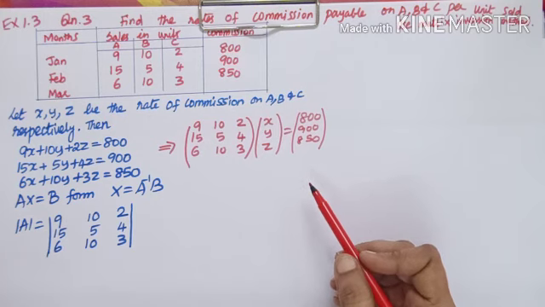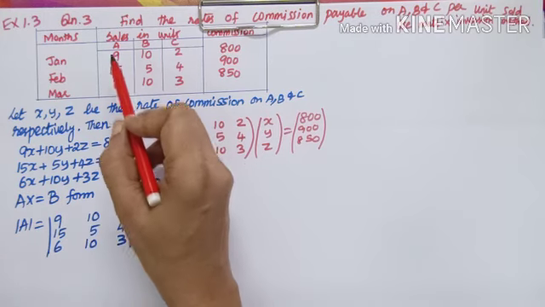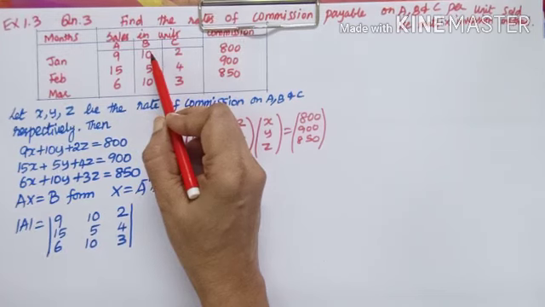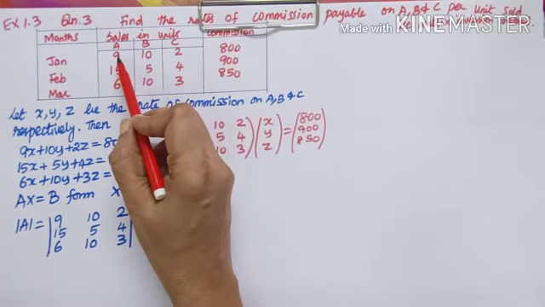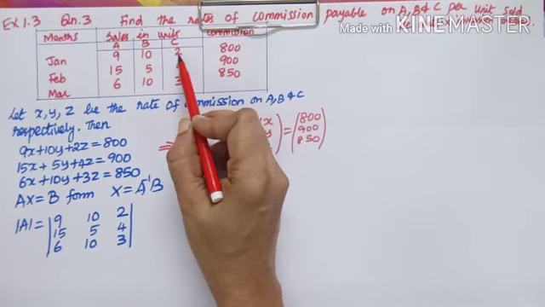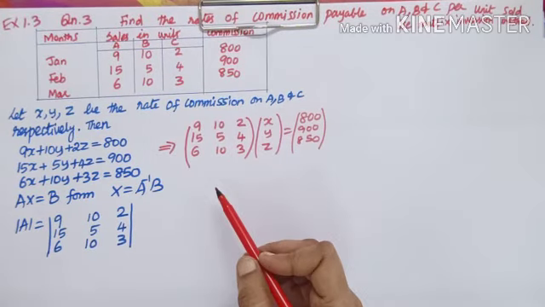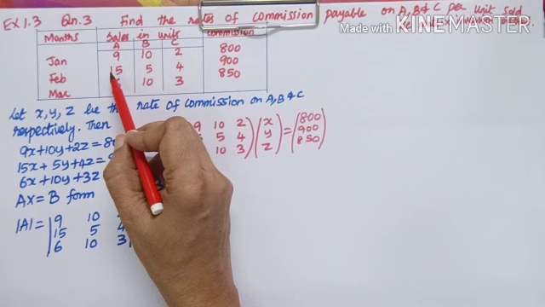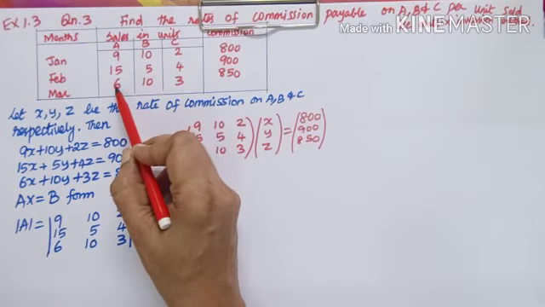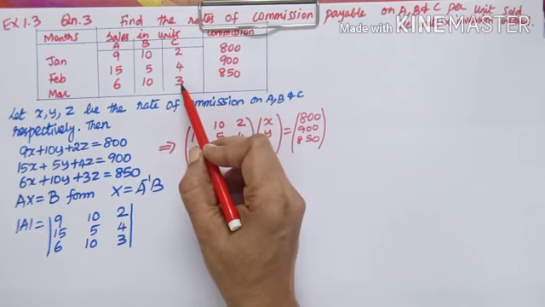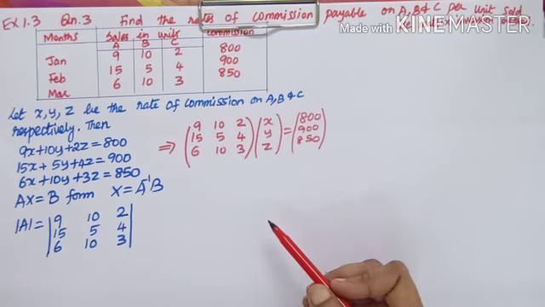Now, how will you write the equations? For this X I am putting, for this Y and for this Z. So, how will you frame the equation? 9X plus 10Y plus 2Z equals 800. Similarly, 15X plus 5Y plus 4Z equals 900. 6X plus 10Y plus 3Z equals 850.